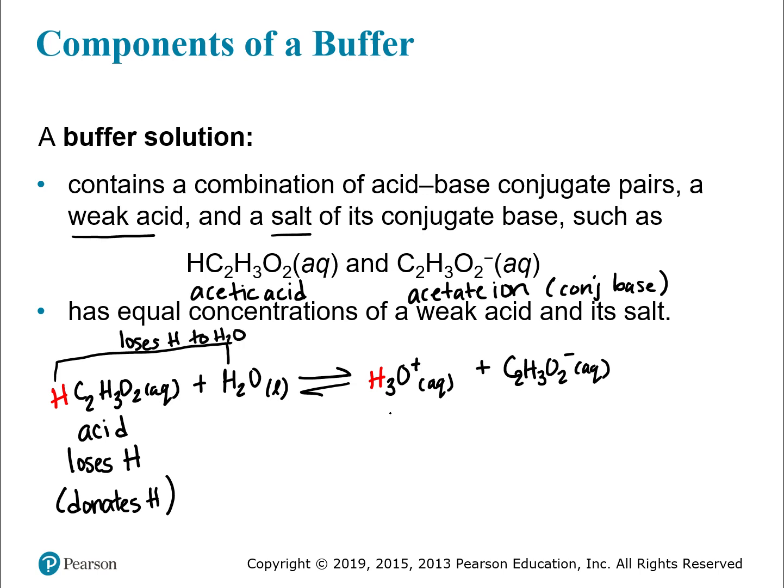When that happens, the water now has an extra hydrogen. That makes it a conjugate acid. So the things on the product side are the conjugate acid and conjugate base. When that acid loses its hydrogen, it becomes the conjugate base, which is the acetate ion. Is that a little bit more clear? Because that was one of the things that I know we were a little bit fuzzy on.